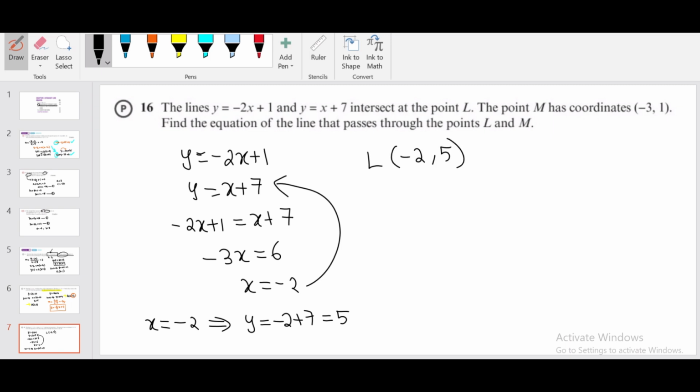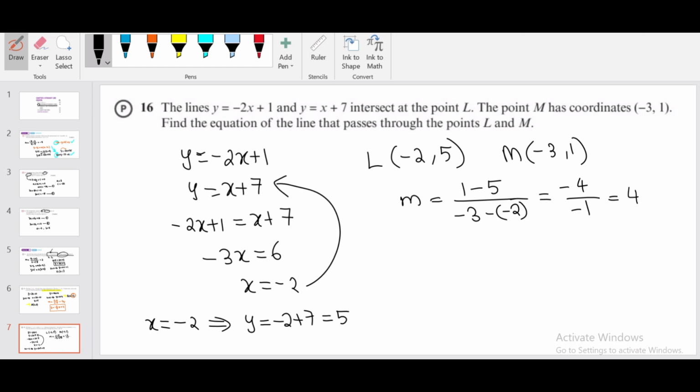There is another point given in the question, M of minus 3, 1. Find the equation joining these 2 points. So find the slope first. y2 minus y1 divided by x2 minus x1. So you will get minus 4 divided by minus 3 plus 2, which is just positive 4.